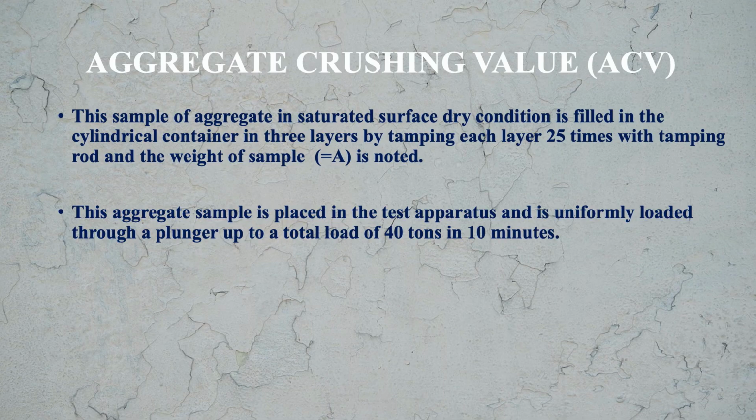This aggregate sample is placed in the test apparatus and is uniformly loaded through a plunger up to a total load of 40 tons in 10 minutes. This precaution we must follow: we have to load this sample up to 40 tons in the test apparatus, and this 40 tons load is to be applied in a time span of 10 minutes.